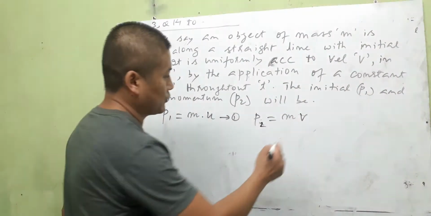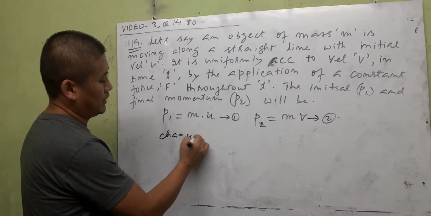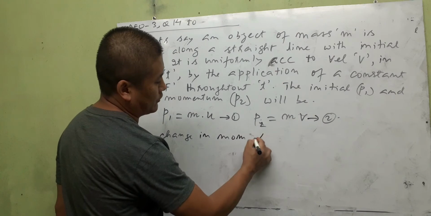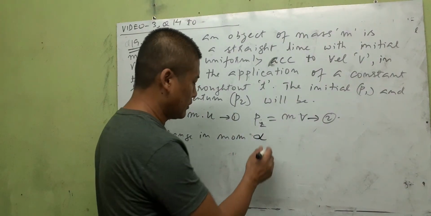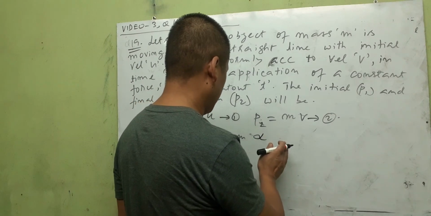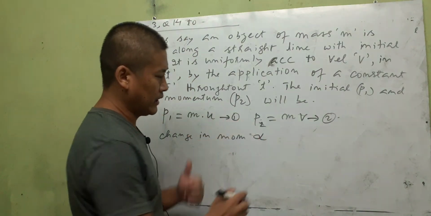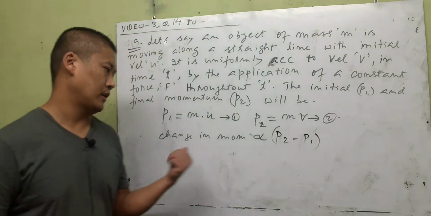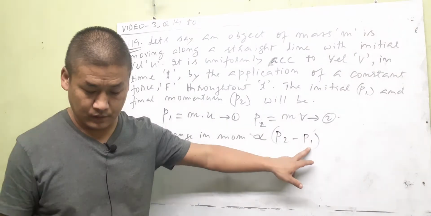Let's say this is equation 2. Now here, change in momentum according to the second law is directly proportional to change in momentum. Change in momentum means final minus initial, so P2 minus P1. So this will calculate the force: change in momentum is directly proportional to P2 minus P1, right?